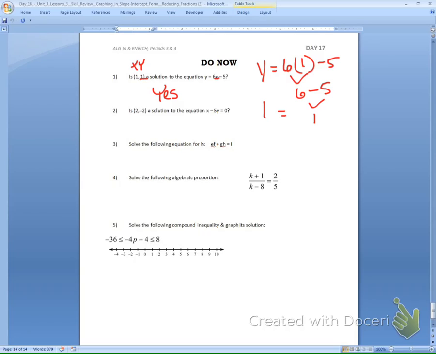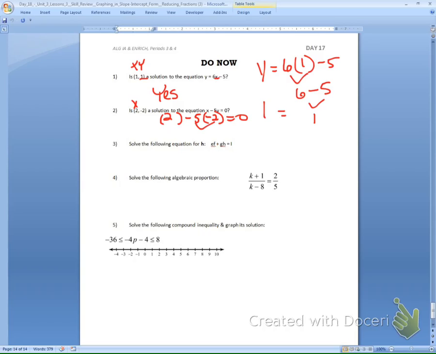Look at question number 2. Do we get the same thing? If we plug in the values x and y, rewrite the equation: x, well, x is positive 2, minus 5 times y. What's our y value? Negative 2. Does that equal 0? Let's find out. You do have to use the order of operations here.